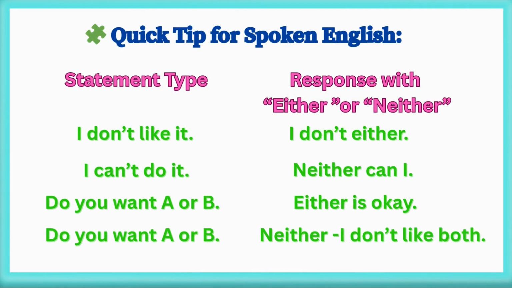Quick tip for spoken English. Statement type, response with either or neither. I don't like it. I don't either. I can't do it. Neither can I. Do you want A or B? Either is okay. Do you want A or B? Neither, I don't like both.